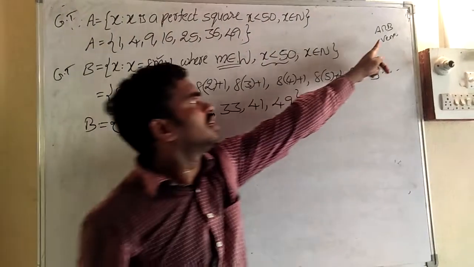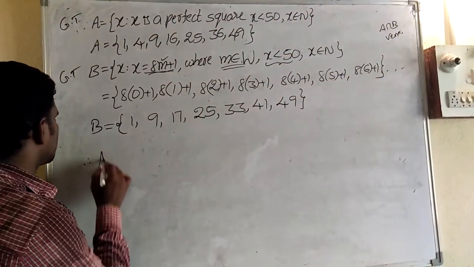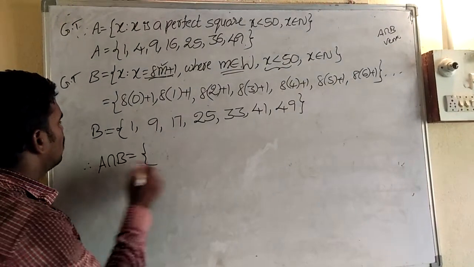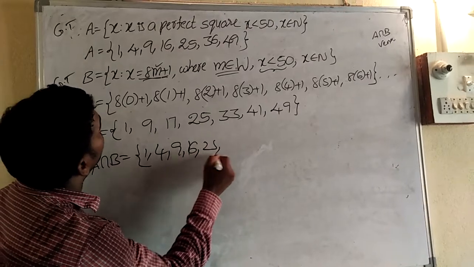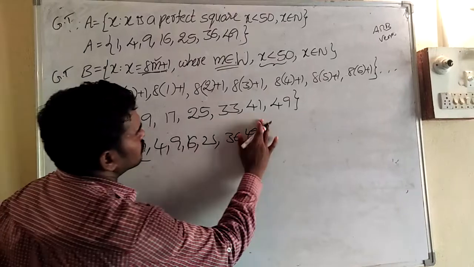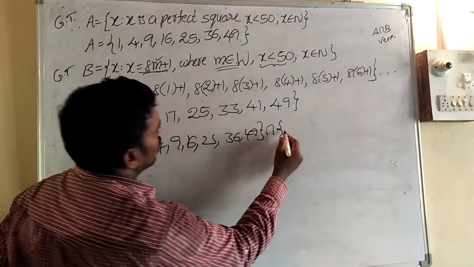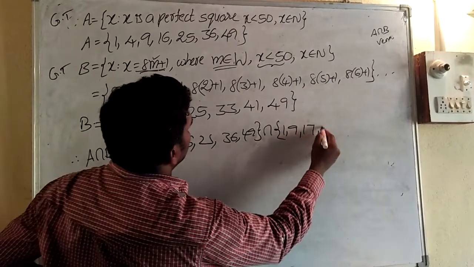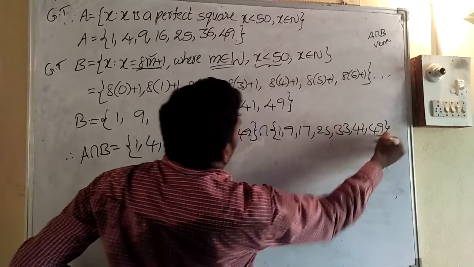So what is the question? The question asks to find A intersection B. Therefore, for A intersection B, first write A. What is A? 1, 4, 9, 16, 25, 36, 49. Then intersection, so write the intersection symbol. Next B. B means 1, 9, 17, 25, 33, 41, 49.